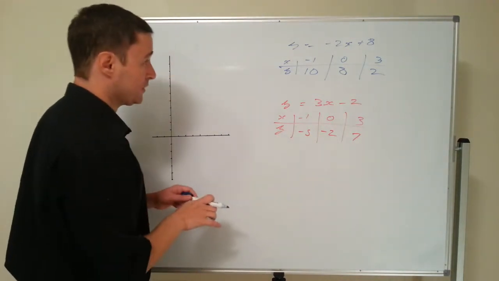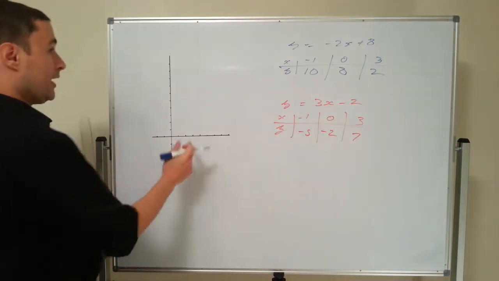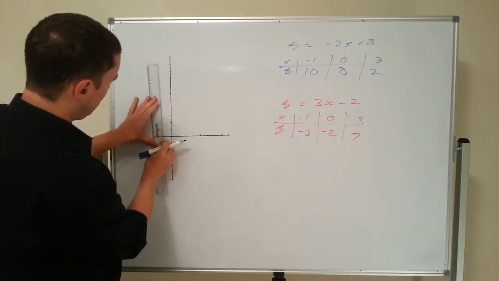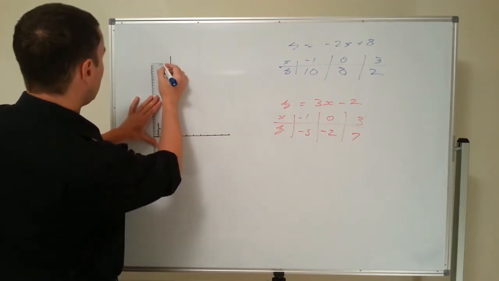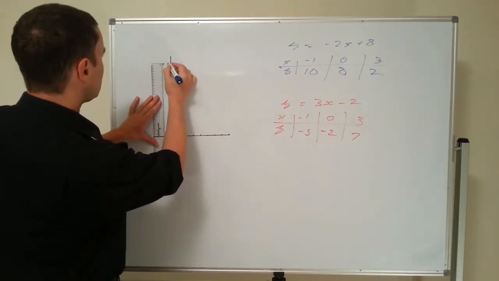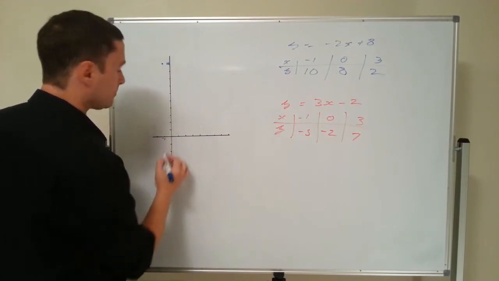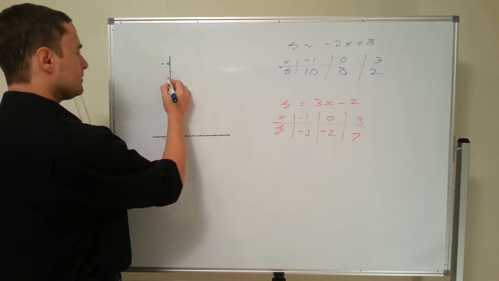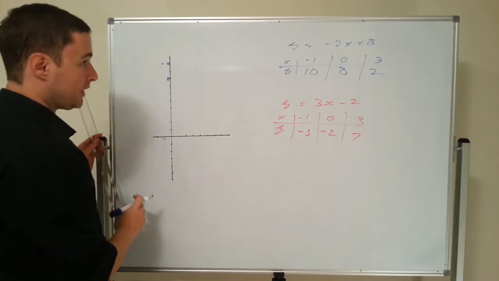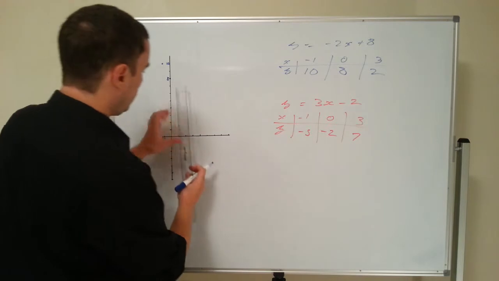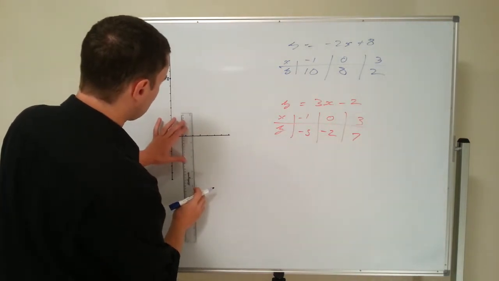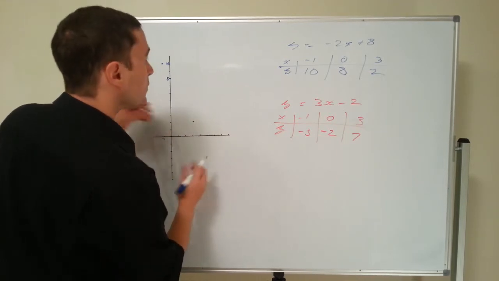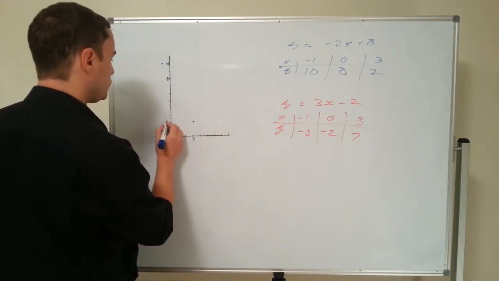Right, so let's plot the blue one first. When x is minus 1, y is 10. So minus 1, 10. Alright, there's 10. There's minus 1. Okay. When x is 0, y is 8. Here is 8. Okay. When x is 3, y is 2. 1, 2, 3. Y is 2. So y is 1, 2. Over there. Okay. So 3, 2.